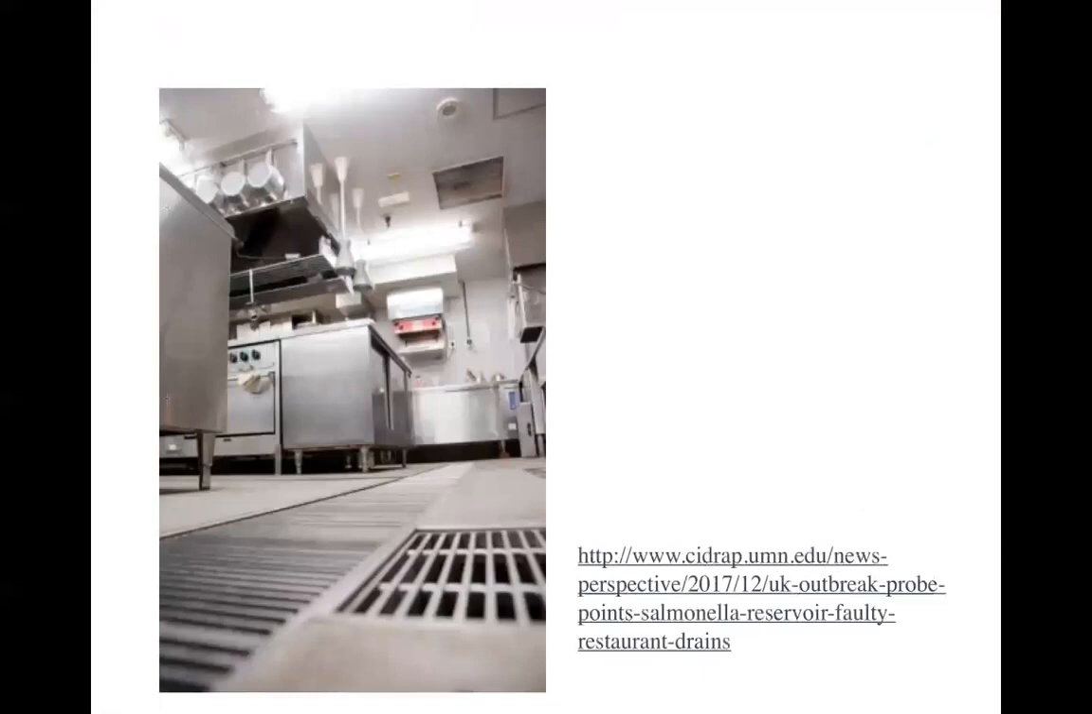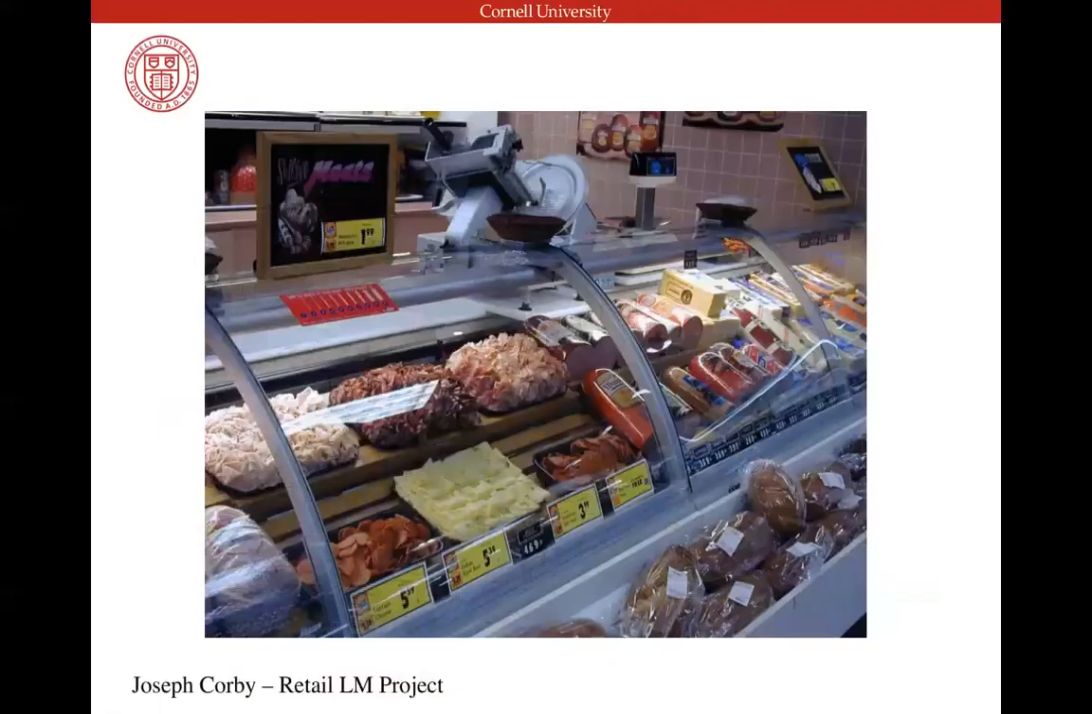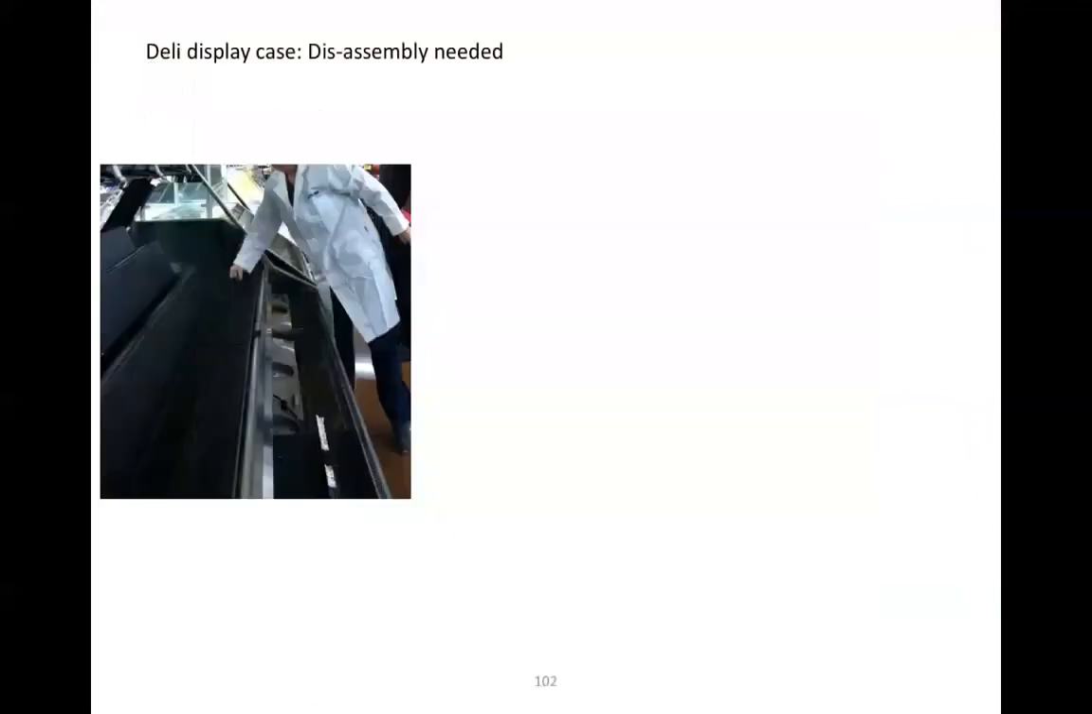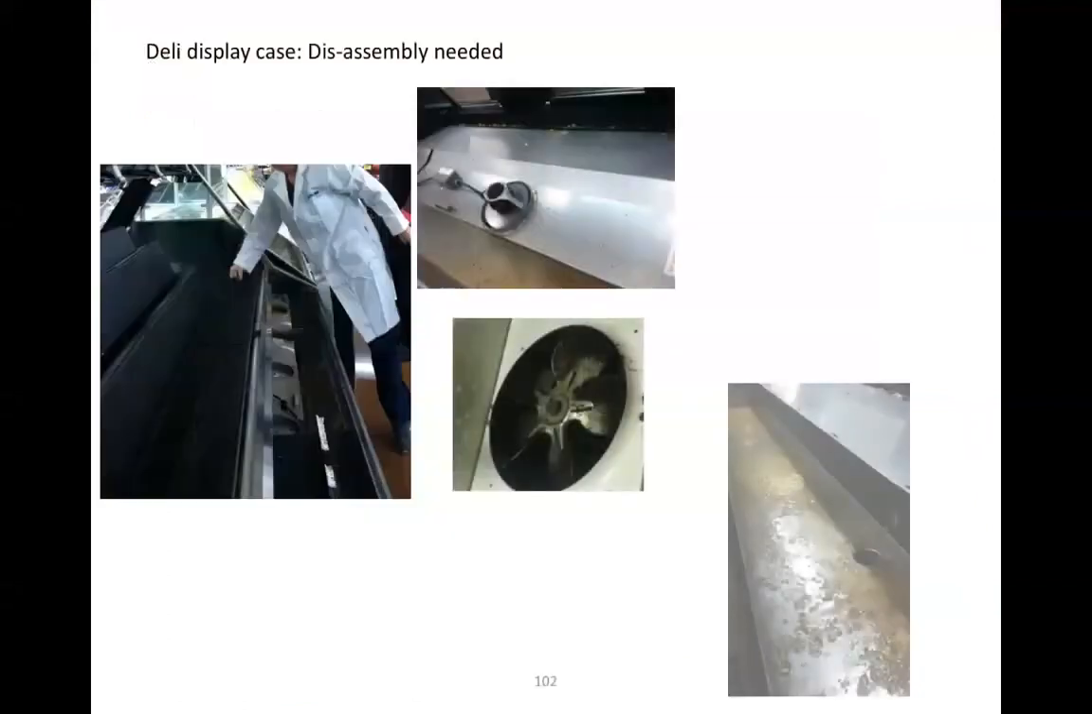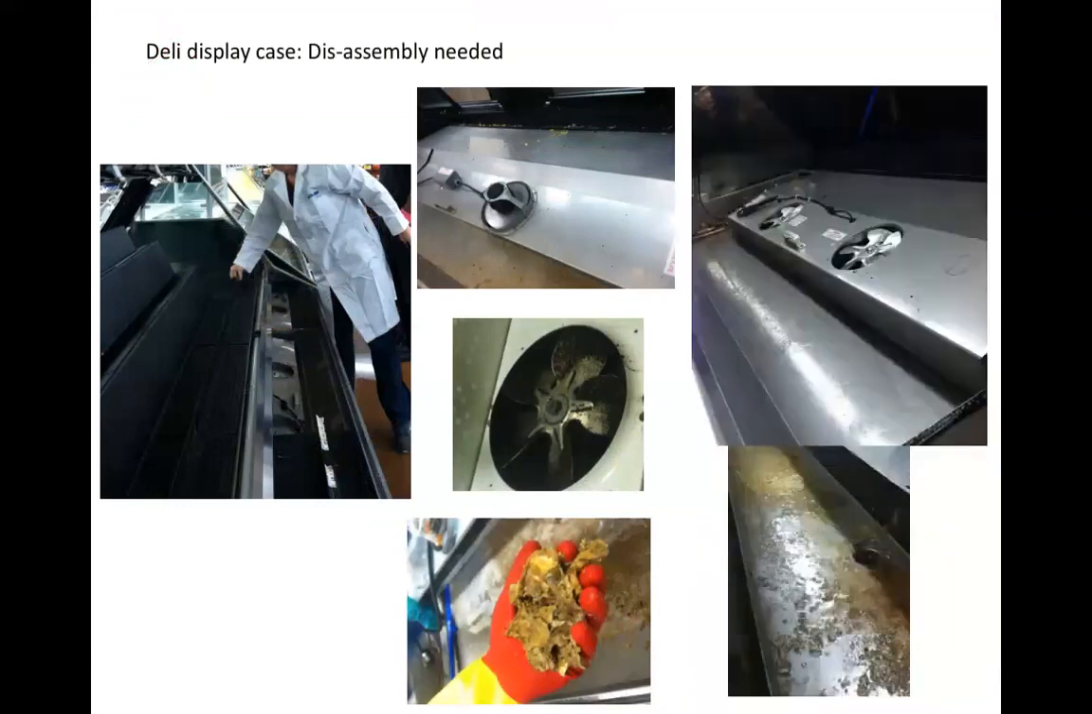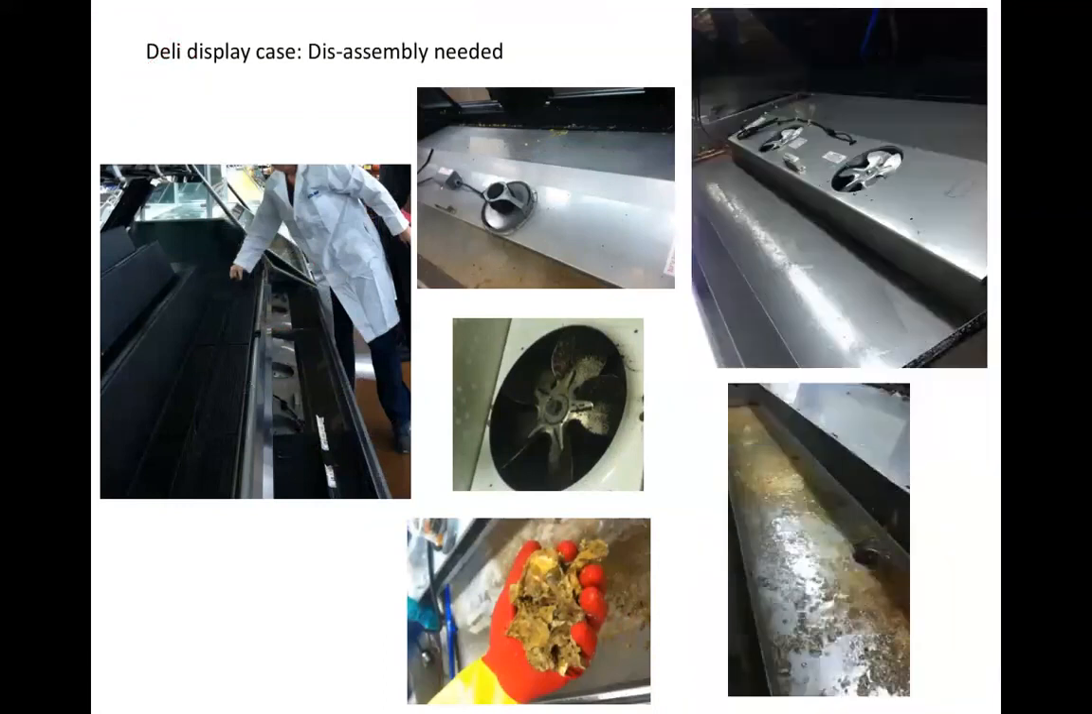So I'll take you through a couple of pictures of things to look for in delis. We already saw this one, deli cases, deli slicers. Here are some more from deli cases, and you really want to go down into the coils, into the fans, and really get to the places that aren't getting cleaned, that aren't really being disassembled appropriately.